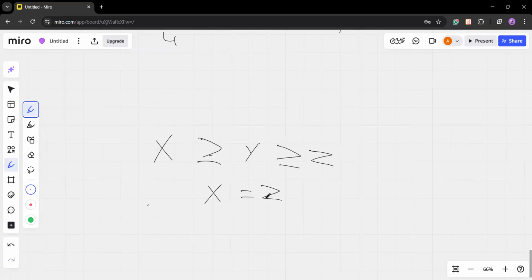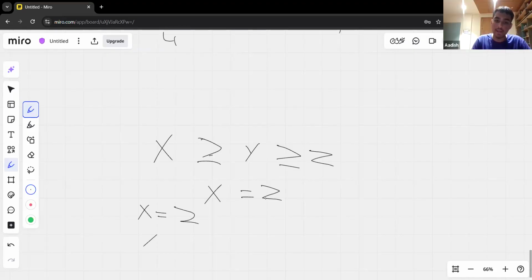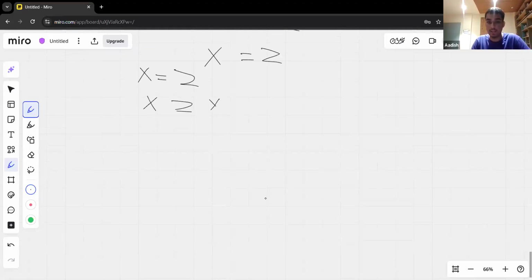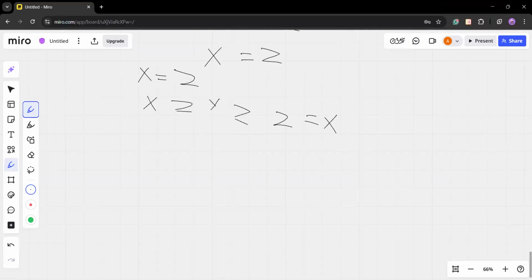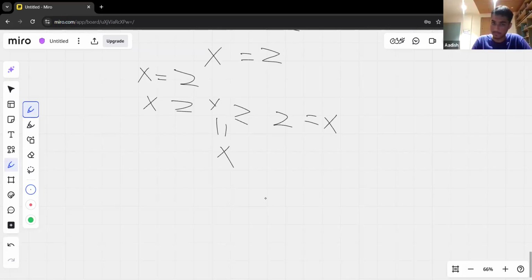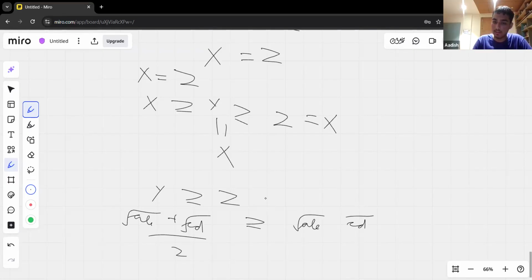So if X equals Z, and we know Y is smaller than or equal to X, and Y is greater than or equal to Z, and Z is also X, then Y lies between X and X, right? So Y just has to be X again. Now go back to Y greater than or equal to Z. So Y was (root AB plus root CD) by 2, greater than or equal to root AB times root CD. This was that.